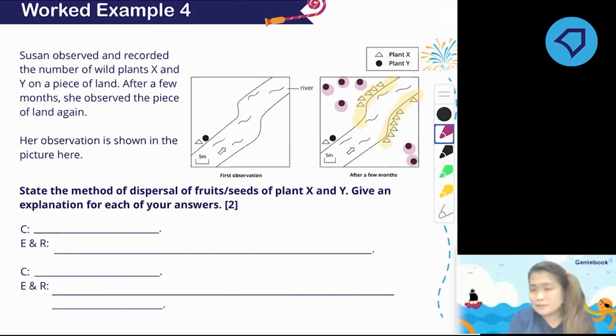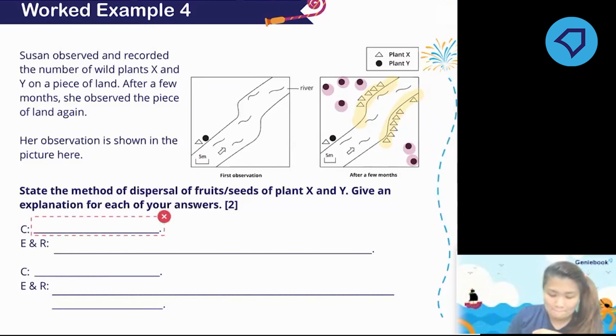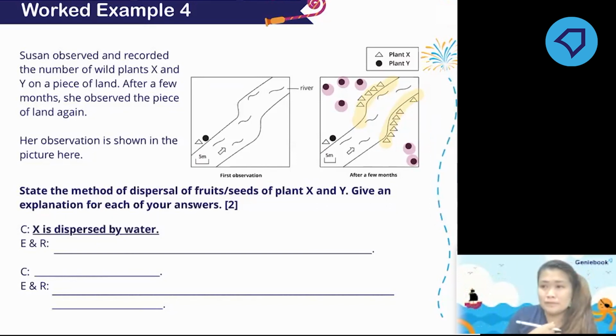I know there are some answers coming in, but let me see what you have. Ziyi says that for plant X it is by animals. But if you look carefully at plant X, which is all the triangles, they are all along the riverbank. So if they are all along the riverbank, naturally it will be by water.